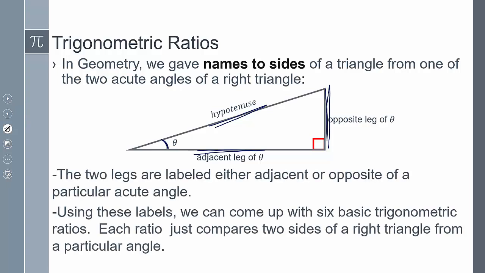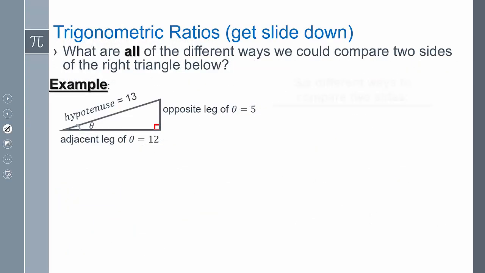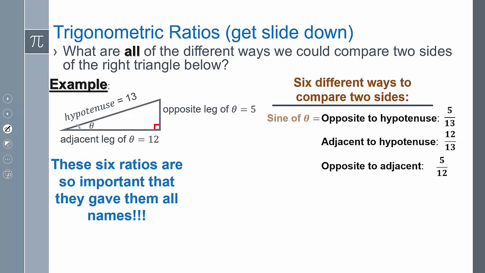Now, using those labels, we can actually come up with 6 different trig ratios. Right now, we're just going to talk about the first 3, later the other 3, but you can come up with 6 ratios, and they all have names. So let's talk about those first 3. If I have this example here, I have my opposite, I have my adjacent, I have my hypotenuse. My ratios are opposite to the hypotenuse, adjacent to the hypotenuse, and opposite to the adjacent. Those names are sine, cosine, and tangent.